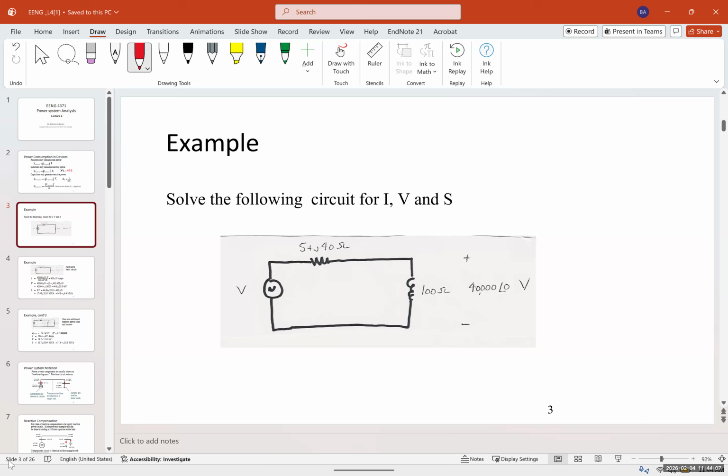And for the inductance, it's going to be 5 plus J 40 ohms. And for the resistor, it's going to be 100 ohms. Again, we want to find the current I. You can usually easily do a KVL or Ohm's law to find that. We want to find the voltage V. And we also want to find the apparent power S. Again, I'll give you 10 minutes to solve this problem, and then I'll give you the results.